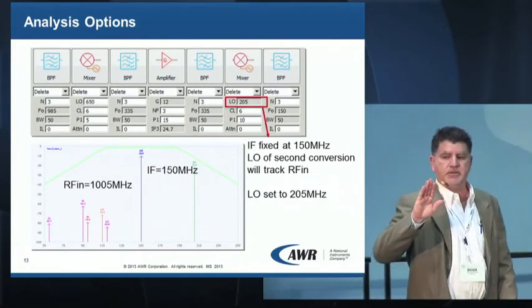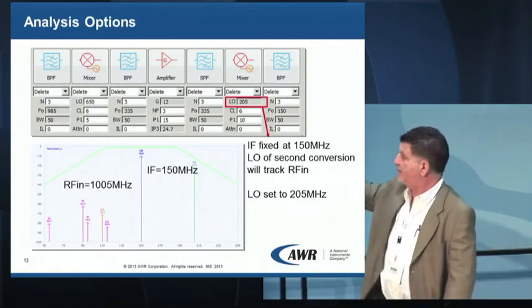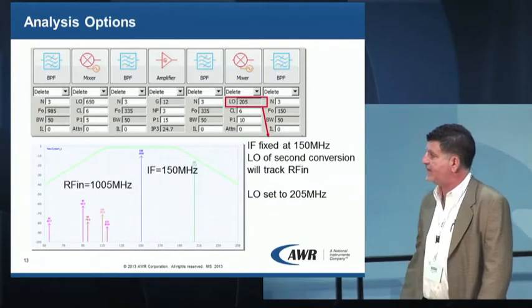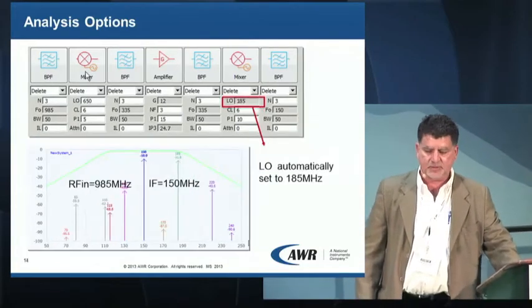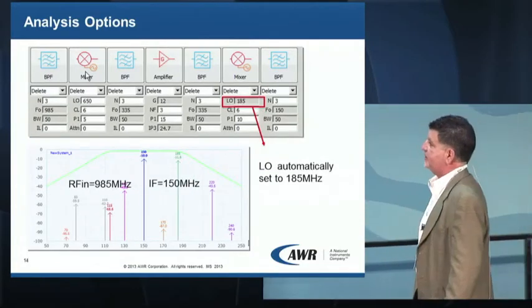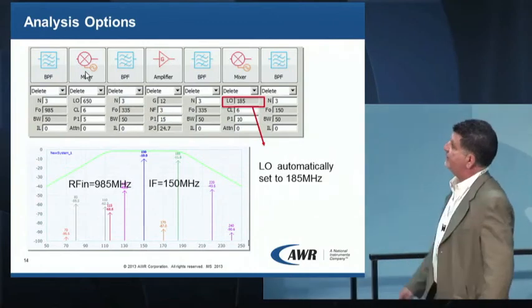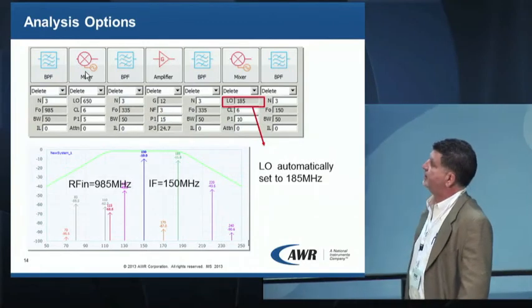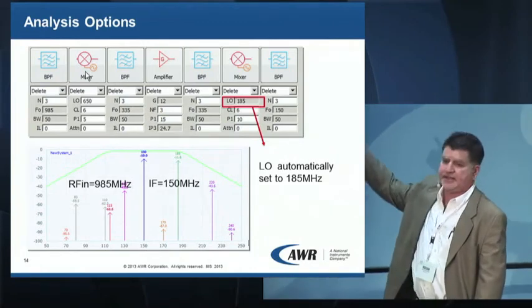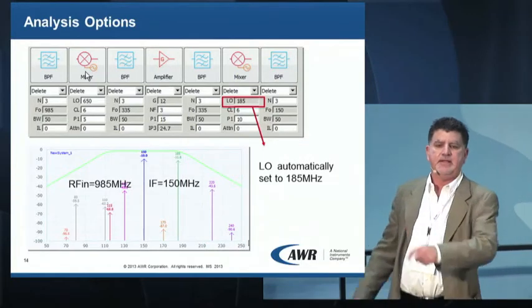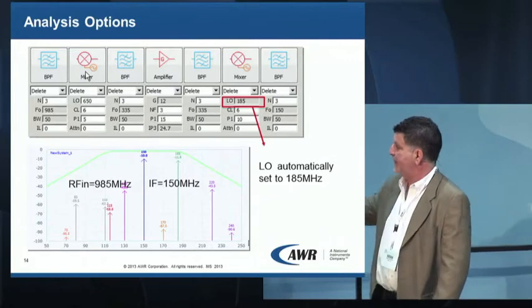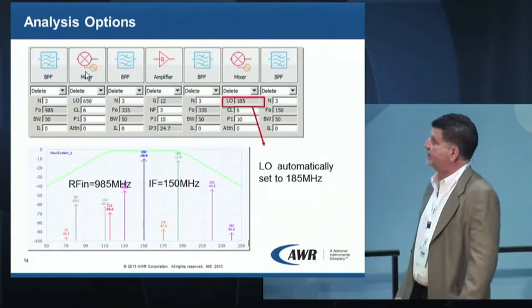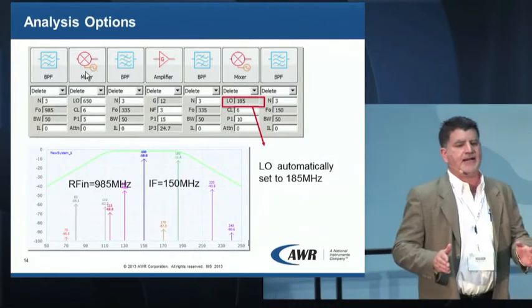So now I'm going to switch the RF frequency. We'll maintain an IF of 150 megahertz. So I'm at 1,005 megahertz. Sweep it to 985 megahertz. My IF is still at 150 megahertz. The second LO went to 185 megahertz. So that second LO will track the RF, always to maintain 150 megahertz IF. And then we look at the resulting products that are generated. So now we're dealing with our active band.